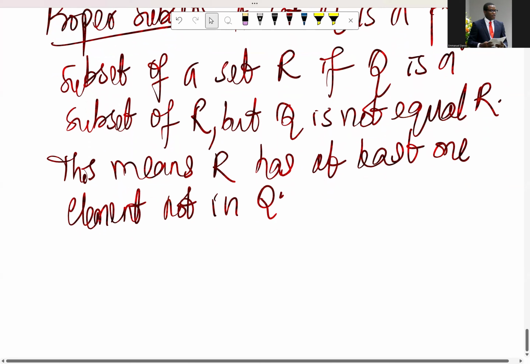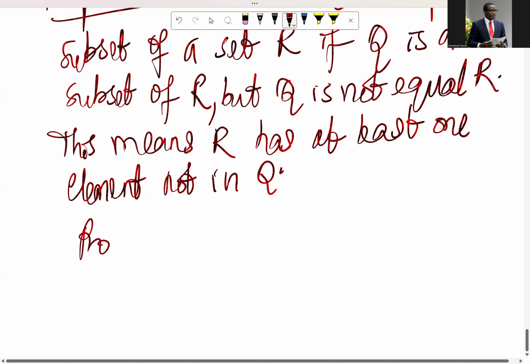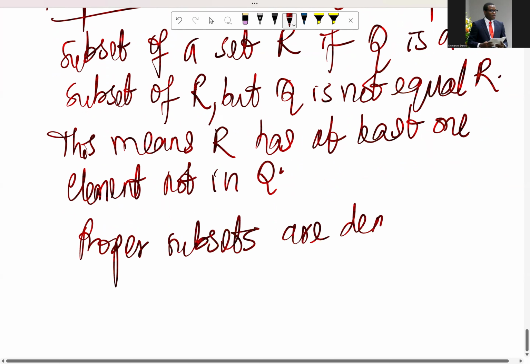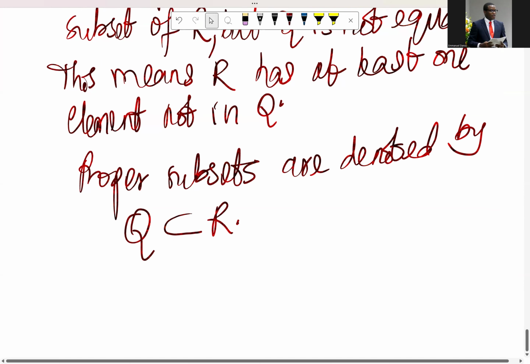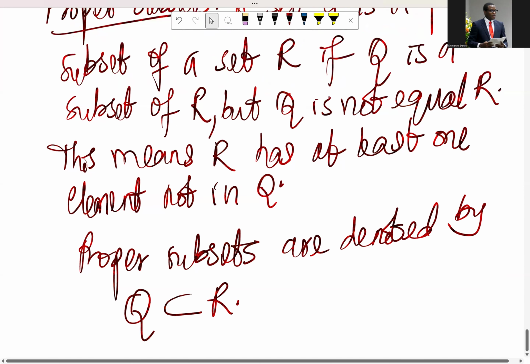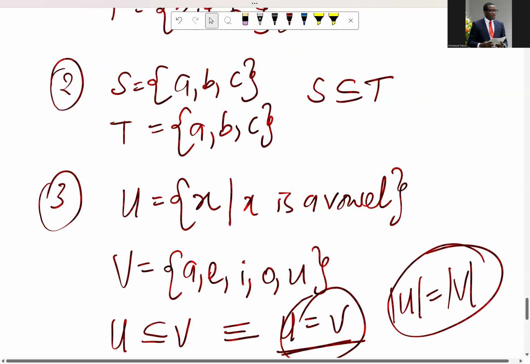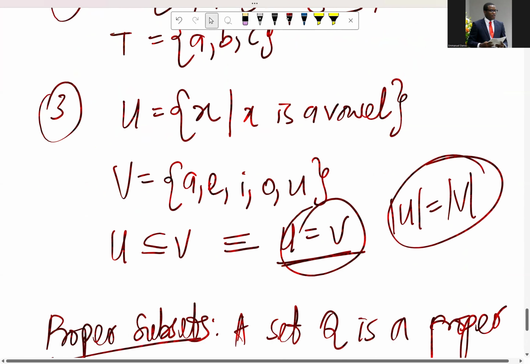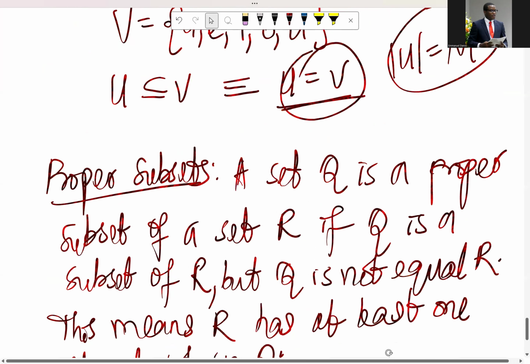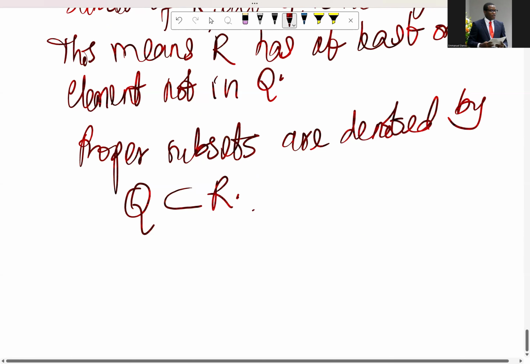So everything in Q is found in R, but R has some things that are not in Q. In that case, you talk about proper subsets, which are denoted by this symbol. Q is a proper subset of R. The equality is not there because Q and R are not equal. With merely subsets, as you can see here, the two sets can be equal, but here they cannot be equal. Yet everything you find in Q is also in R. So this is how to talk about proper subsets.